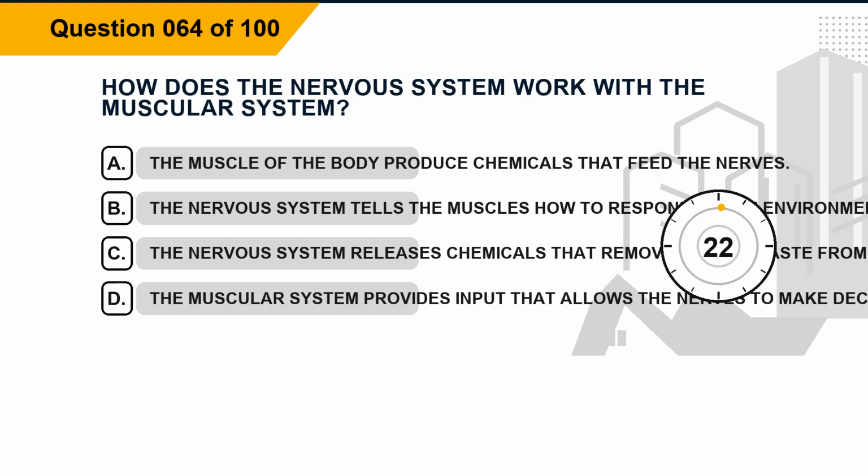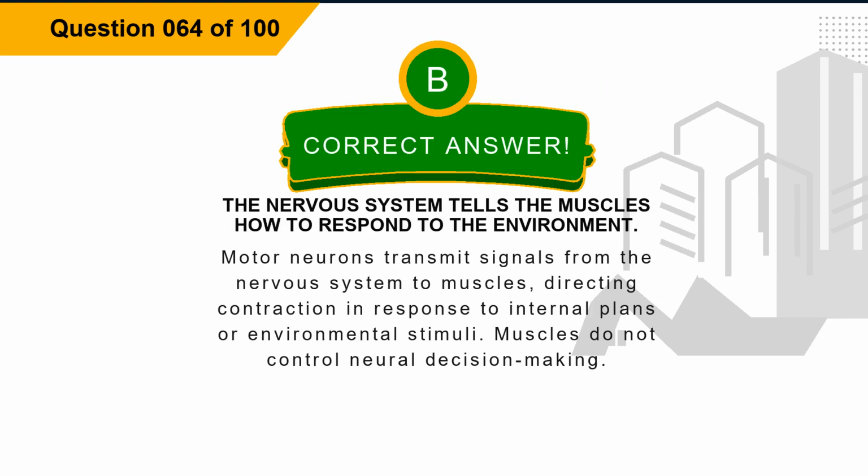Question 64. How does the nervous system work with the muscular system? Option A, the muscles of the body produce chemicals that feed the nerves. Option B, the nervous system tells the muscles how to respond to the environment. Option C, the nervous system releases chemicals that remove excess waste from the muscles. Option D, the muscular system provides input that allows the nerves to make decisions. The correct answer is option B, the nervous system tells the muscles how to respond to the environment.